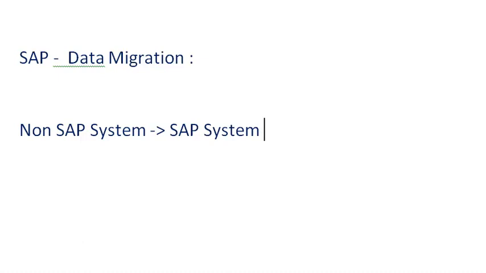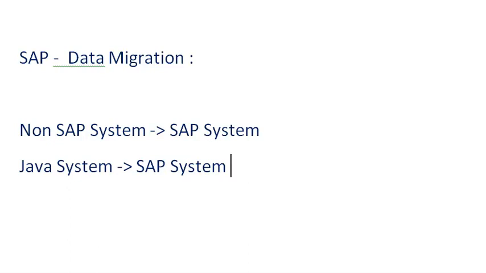Suppose a company was using a Java system before, and now they got this SAP system. So they are moving from the Java system to the SAP system. What will happen here is that we have to get all the data which is there. For example, the customer data, vendor data, employee data. All this data has to be moved from the Java system to the SAP system, and this cannot happen immediately.